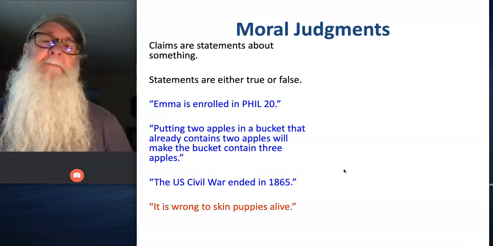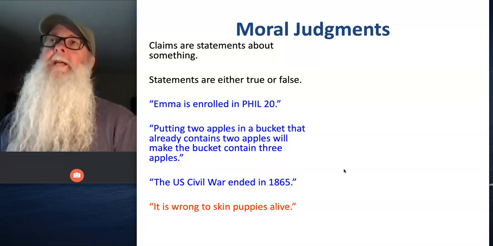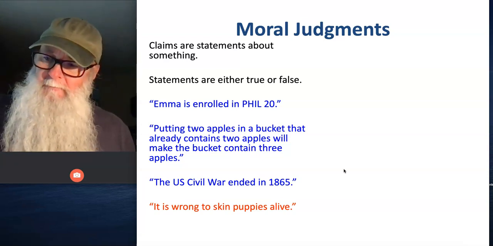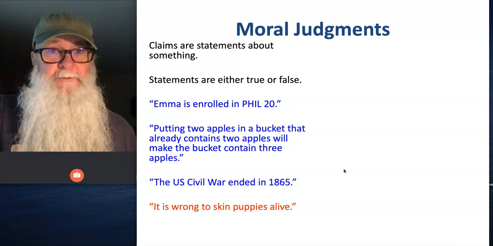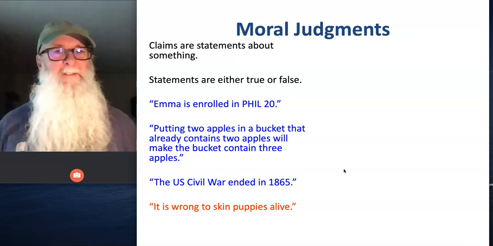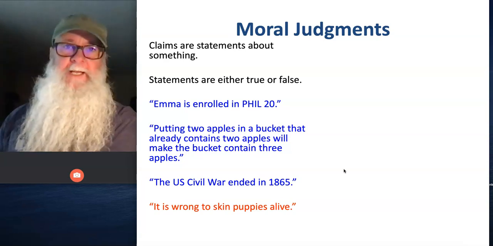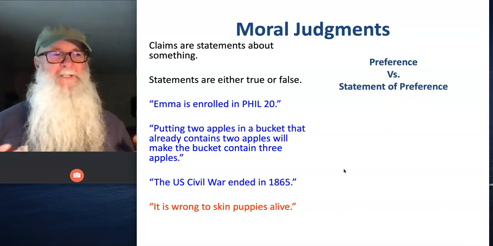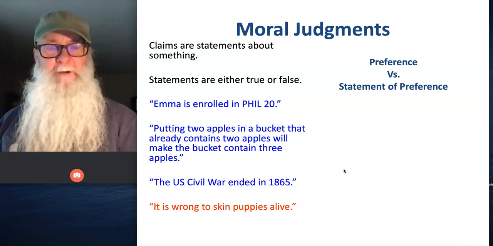Now, what about the final statement, though? It's wrong to skin puppies alive. How do you determine that that statement is either true or false? And maybe more importantly, how do you convince someone else that your judgment of that statement's truth or falsity is reliable? And you might be thinking to yourself, well, this statement's kind of different from the others. The others are statements about things external to the person who's making the statement. But this statement seems to be more along the lines of a personal preference or a personal attitude about puppies and what the proper ways to treat them are.